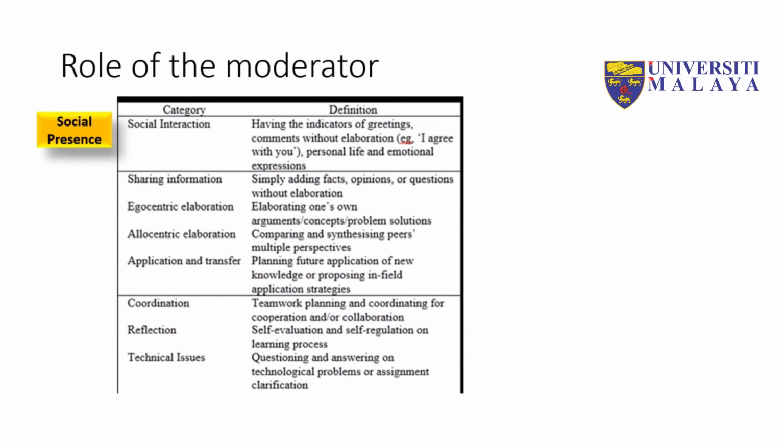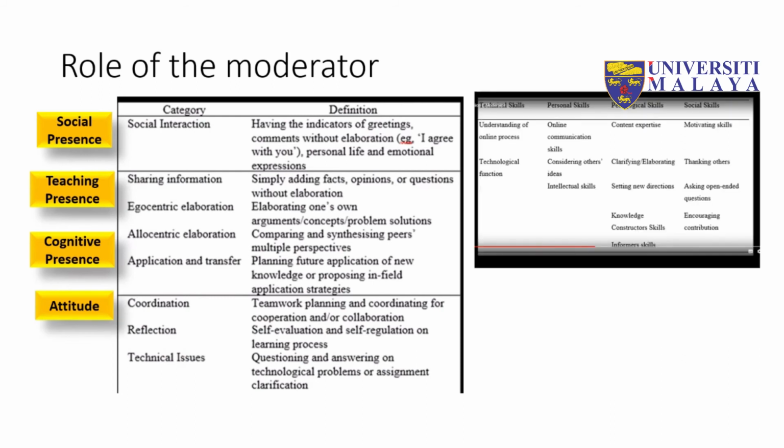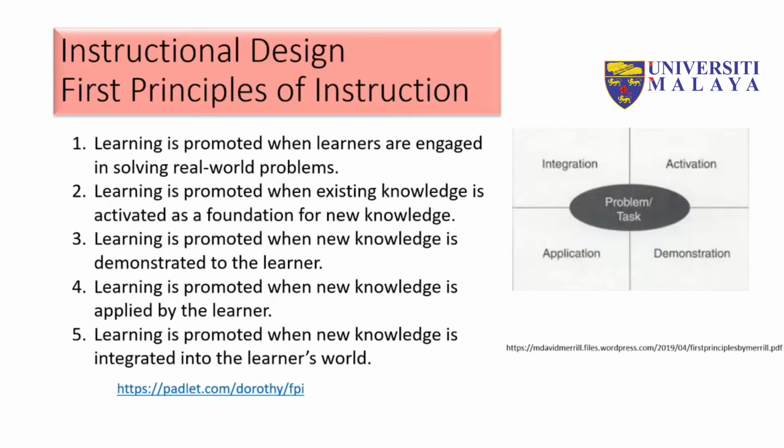So you, as the moderator in online learning, besides social presence, encourage them to share, elaborate their arguments, compare with another person's work or reply, apply and transfer. What would you do in the future at your work? These are the things that you should encourage for cognitive presence. That's the thinking element, the intellectual and cognitive skills, and of course attitude. So personal skills like encouraging, TPACK, and so on.